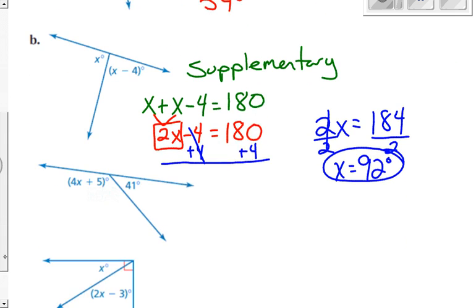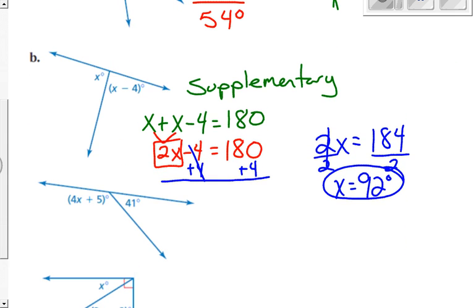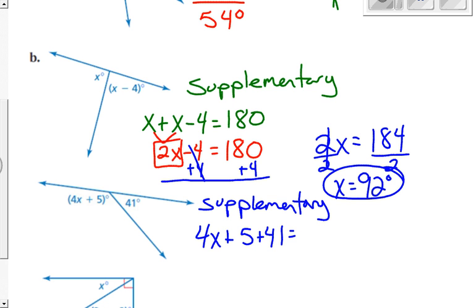And our final example that we're going to talk about today is this next one. Again, we have a straight line, so it is going to be supplementary. So we know, like our previous problem, we're going to make a formula. So I have 4x plus 5 plus 41 equals 180. So now, combine my like terms, which are my numbers. So I have 4x plus 46 equals 180 degrees. Box this off. I'm now going to subtract 46 on both sides.